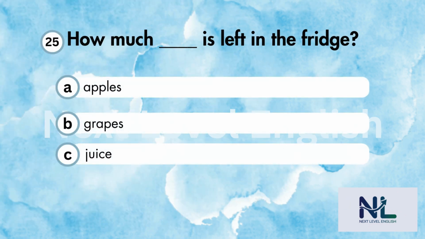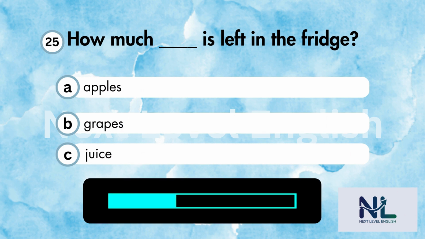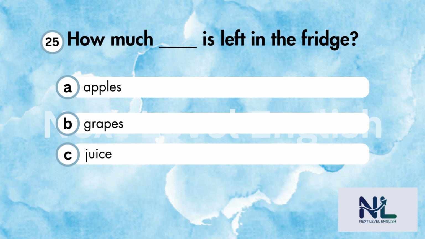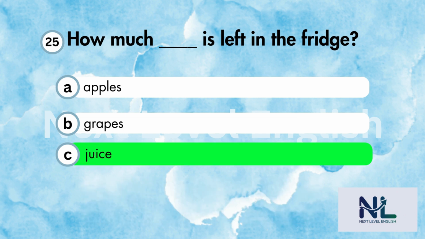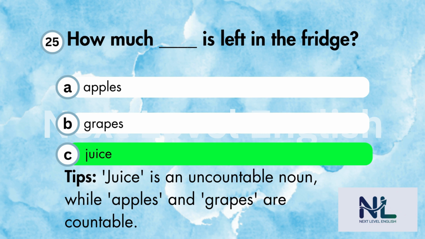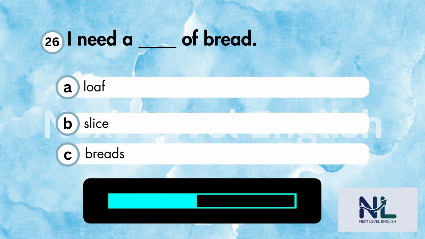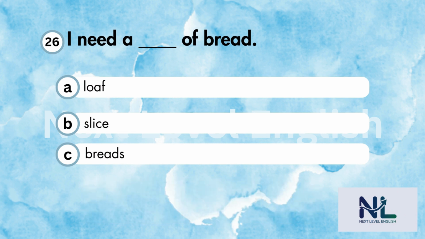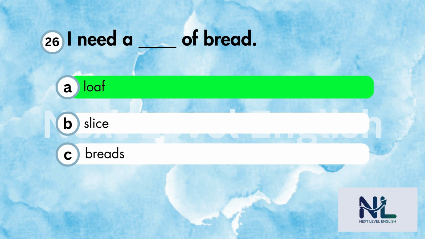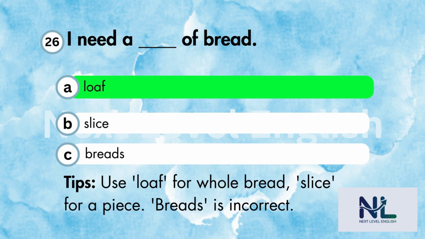25. How much juice is left in the fridge? Juice. Tips. Juice is an uncountable noun, while apples and grapes are countable. 26. I need a loaf of bread. Loaf. Tips. Use loaf for whole bread, slice for a piece. Breads is incorrect.